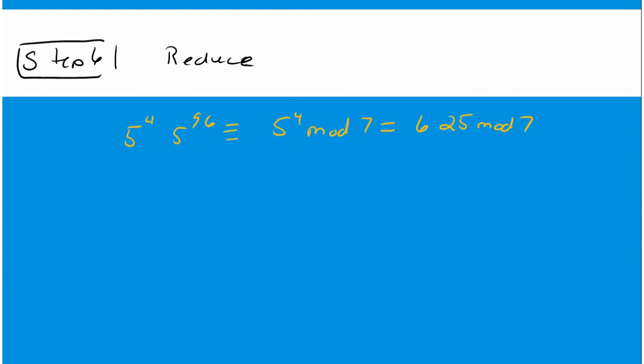The last step is to reduce the 625 mod 7. We take 5 to the 100, which is congruent to 625 mod 7, and 625 is really 7 times 89 plus 2. So the remainder when we divide by 7 is going to be 2. And that yields the remainder. So the answer is, if I take 5 to the 100 power and divide by 7, the remainder will be 2.